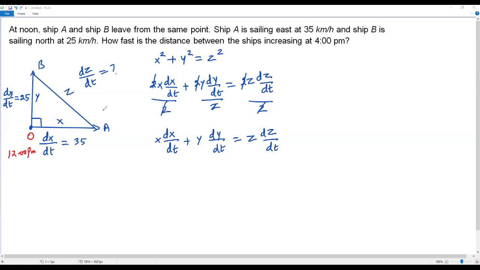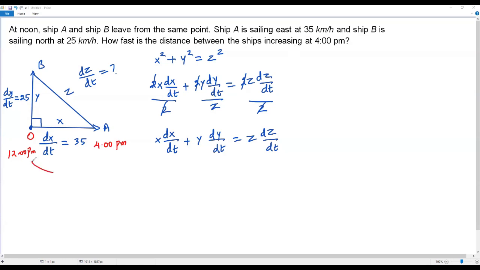And so they ask us to find how fast the distance between the ships is increasing at 4 p.m. So what is the distance covered by ship A? That is given by X. From 12 p.m. to 4 p.m., what is the time duration? It's clearly 4 hours. In 1 hour, ship A covers a distance of 35 kilometers, because according to the information, ship A is sailing eastward at 35 kilometers per hour.